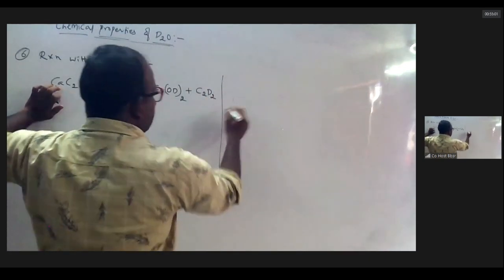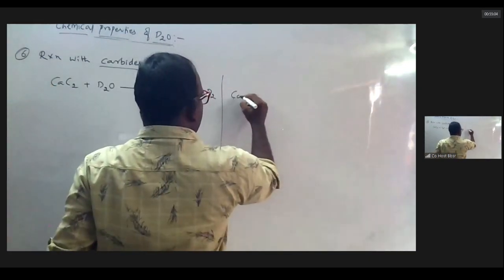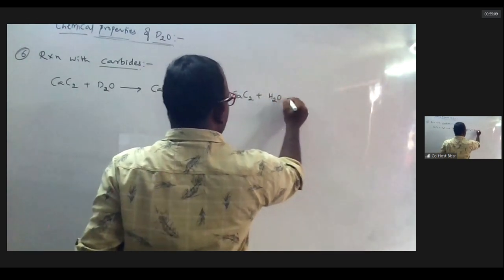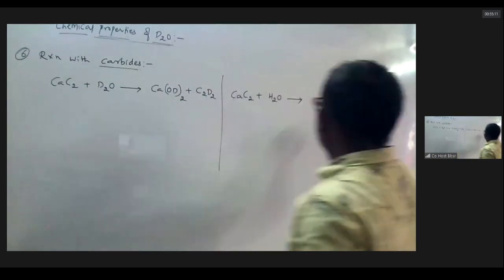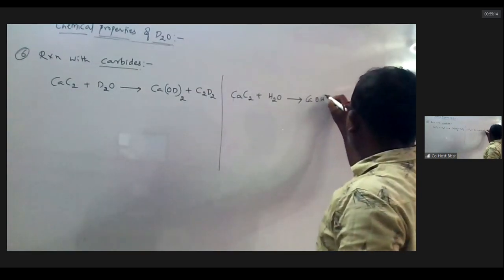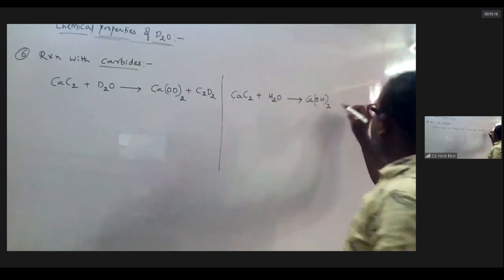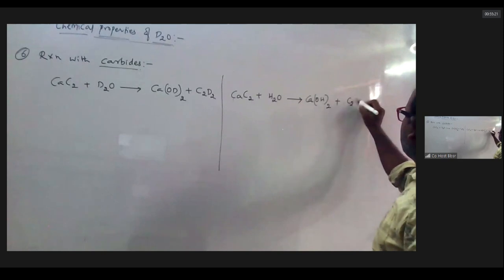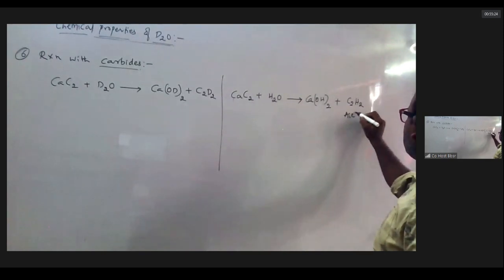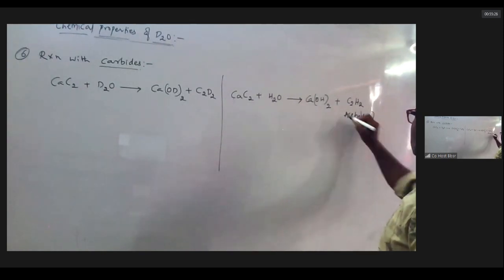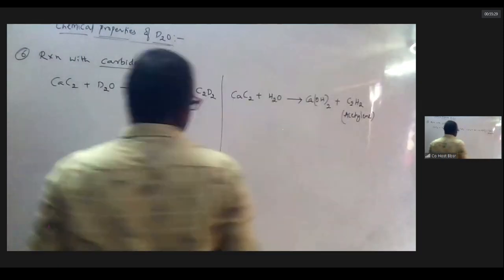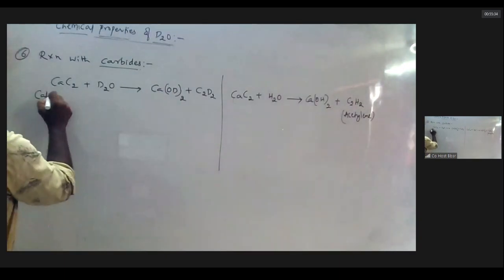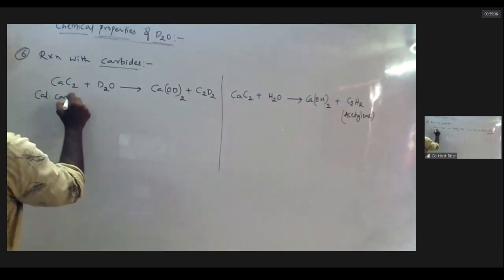If I say calcium carbide, CaC2 plus H2O, right? Ca(OH)2, calcium hydroxide, plus C2H2. This is acetylene. Right? This is known as calcium carbide.